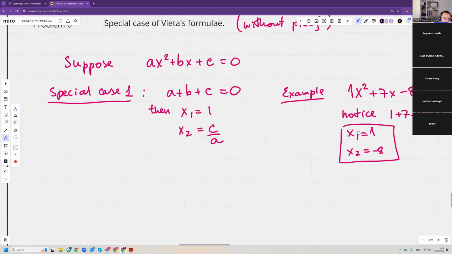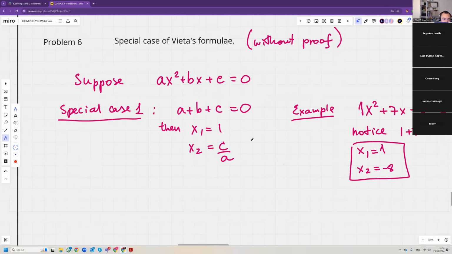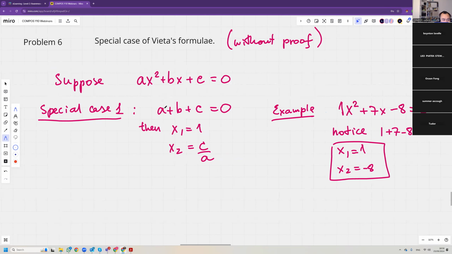Where did you get 1 from? Well, if you substitute 1 into the equation, you get a plus b plus c. That's where you get it. It's just a special case rule that can be applied in some cases to solve quadratics.